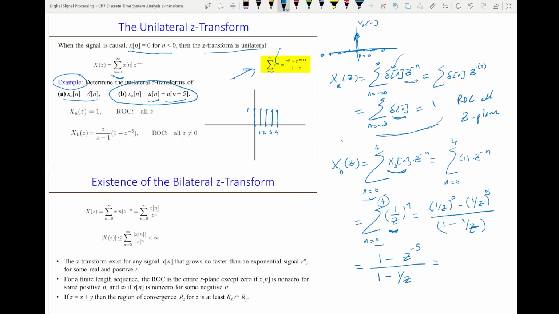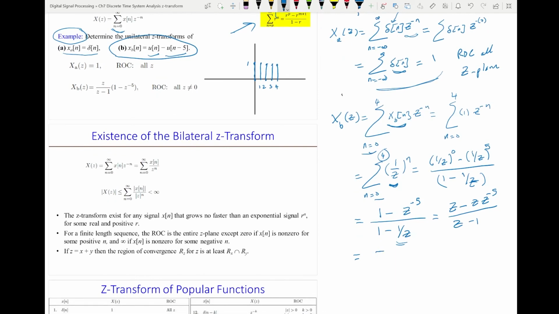Now I can multiply numerator and denominator by z just to get rid of this 1 over z. So this will be z minus z to the power of minus 4 over z minus 1. And I can simplify this further as z over z minus 1 minus z over z minus 1, z to the power of minus 5.